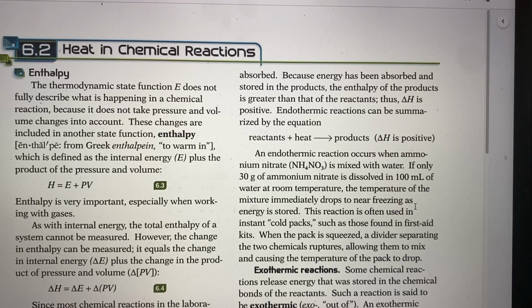So we're in your chemistry book, chapter 6, section 2. We were talking about thermodynamics, and now we're going to be talking about the heat in chemical reactions. We're going to talk about the word enthalpy. Enthalpy is a new word for you, but don't let that get you confused because it's very close to energy.